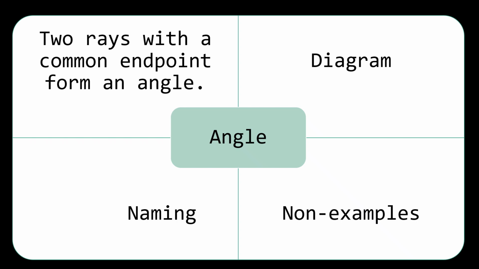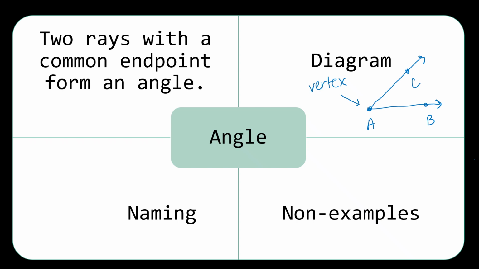Two rays that have a common endpoint form an angle. I'm going to draw a picture of an angle. So an angle would look like, here's one ray. Let's call that AB. And then if I draw another ray with the same endpoint, let's call that AC, that makes an angle. The shared endpoint is called the vertex of the angle, and I think of it as the elbow.